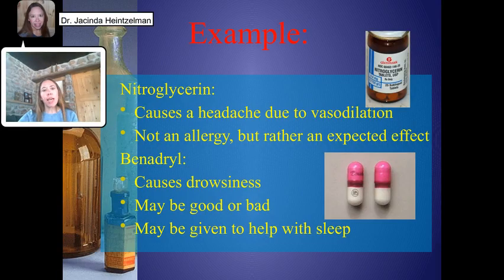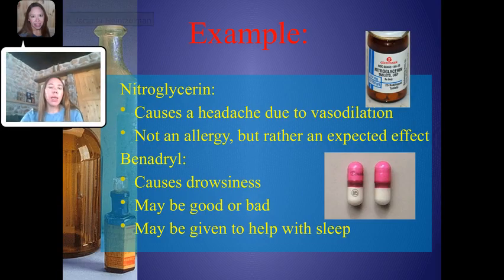We were talking about side effects, and remember, sometimes these can be predicted, and we know that they are most likely going to happen with all the patients that take these medications. And of course, sometimes it's good, sometimes it's bad. I do have some examples listed here on this slide. Nitroglycerin is a medication that is used for somebody who has the diagnosis of angina, and when they are having periods of chest pain, they can take the nitroglycerin sublingually. It works very quickly.